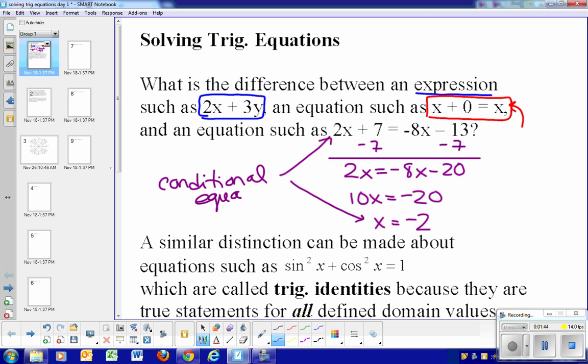So the first statement, which I had put a blue box around, is an example of an expression, not an equation. The second example is an example of an identity. That is something that is true for all values of the variable. And then the third thing is what's called a conditional equation.